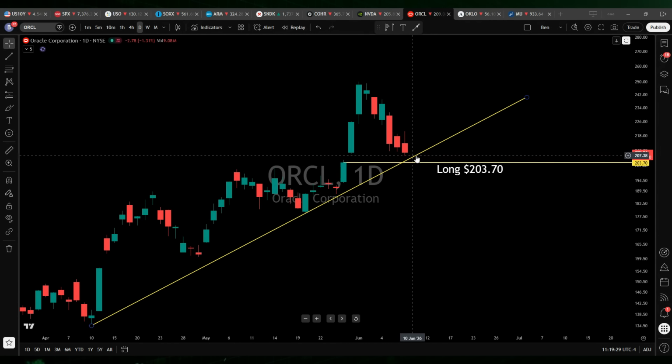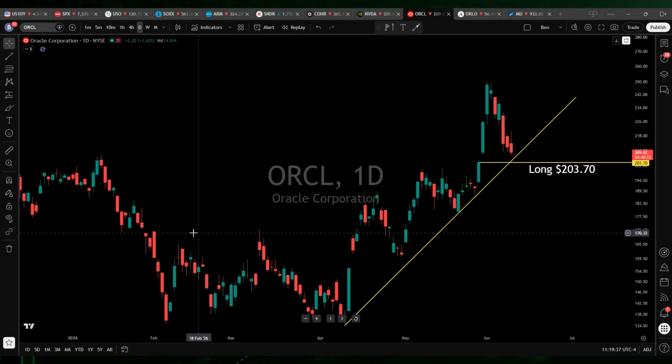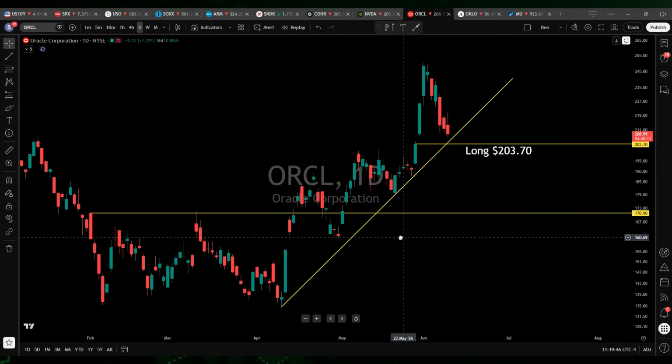Once we do close below this upsloping trend line on a daily closing basis, though, watch out below. You are going to have some support here, but I see Oracle, got to zoom way out in the charts. I would say this high pivot high point right here at about $170 would be the first aggressive level that I would look to enter Oracle.